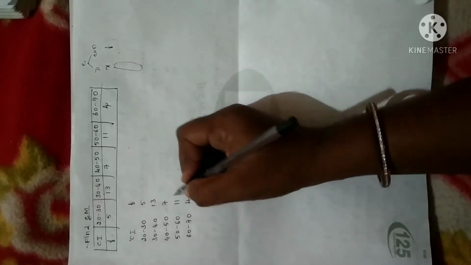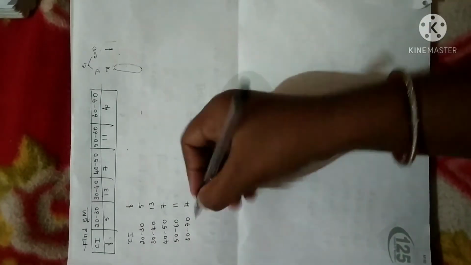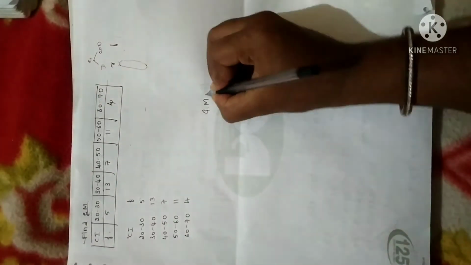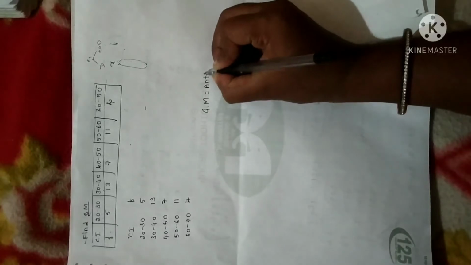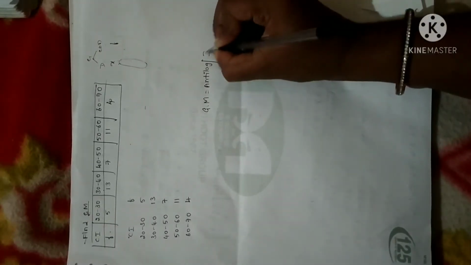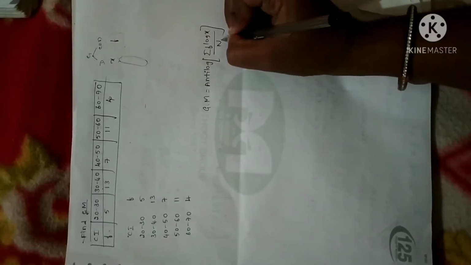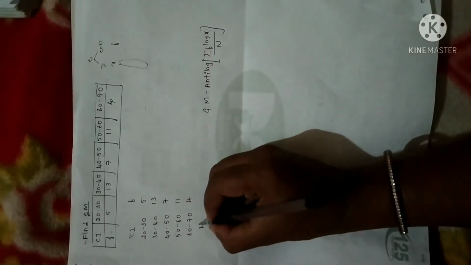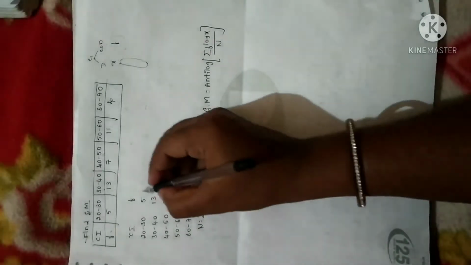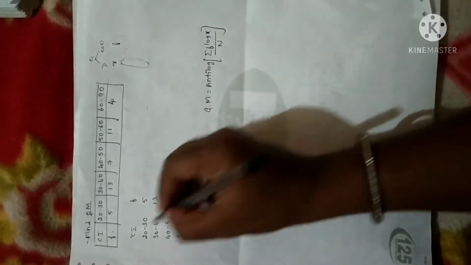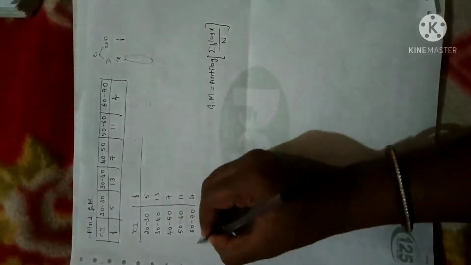Now, let me first write the formula. If you are finding difficulty in what to write next, write the formula, and you will get an idea of the next value to find. The formula for geometric mean is antilog of sigma f into log x divided by capital N, where N is the summation of the column f. So add all the values of f, and you will get 40.